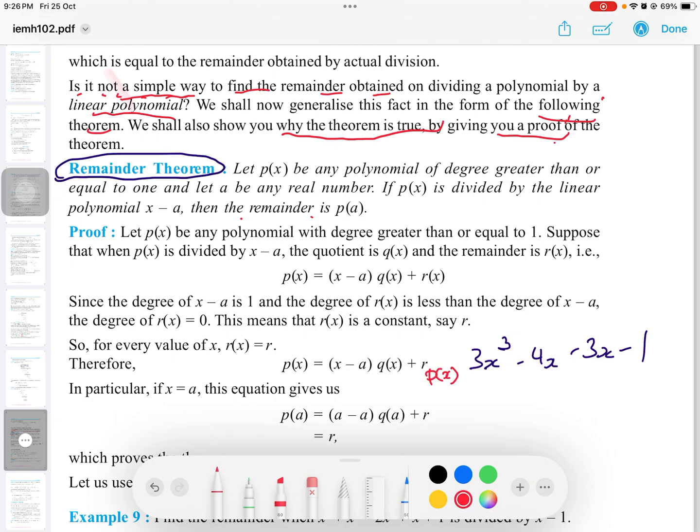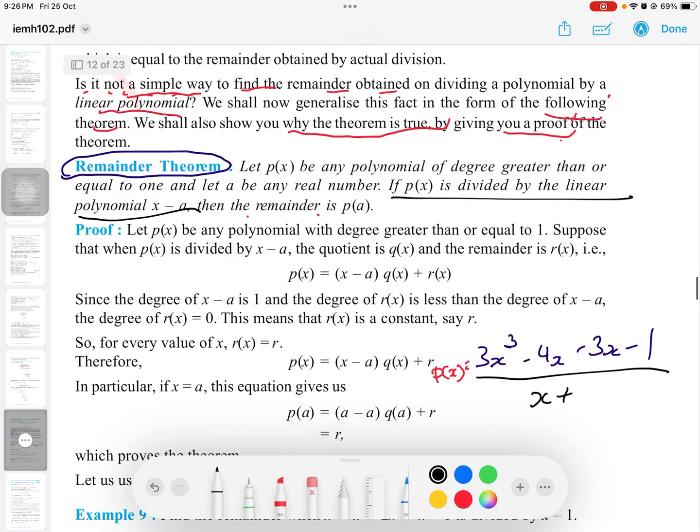That is p of x, divided by any real number. If p of x is divided by the linear polynomial x minus a, in the sense that is divided by x minus a. Now they're also saying that the degree is greater than or equal to this. Okay, that's what they mean. And let a be any real number. Okay, we're given this is the value and this is the value.